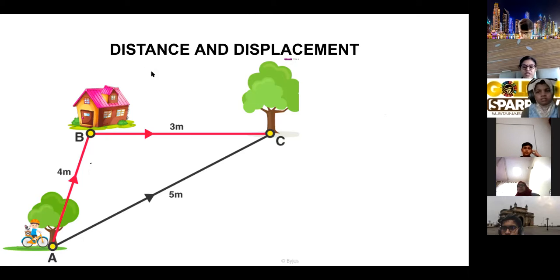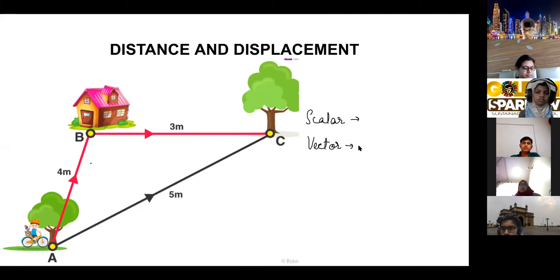Also, you already know what scalar and vector are. Do you remember what is scalar and what is vector? Whoever remembers, you can say. Both are physical quantities. Magnitude, yes. Ma'am, scalar is a physical quantity which has direction. No, it is reversed. Scalar has no direction, and vector has direction.